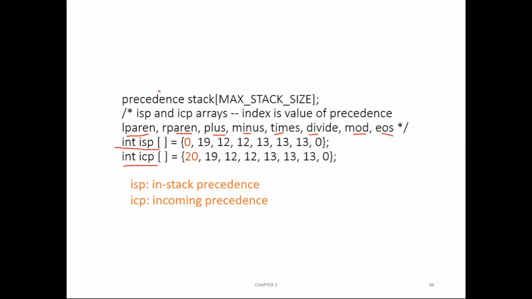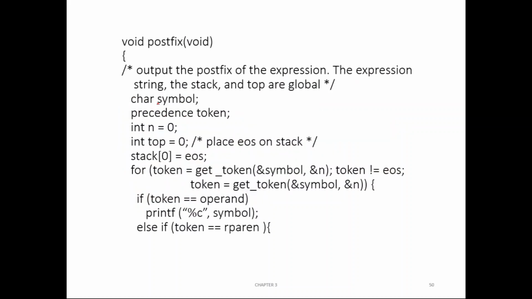In the last class we discussed the enumerated data type for the different operators: left parenthesis, right parenthesis, plus, minus, all these things. The same enumerated data type we will be using here also. For that we are creating a data type precedence. And this is a stack which can store some n number of elements of type precedence. And this is the algorithm for postfix.